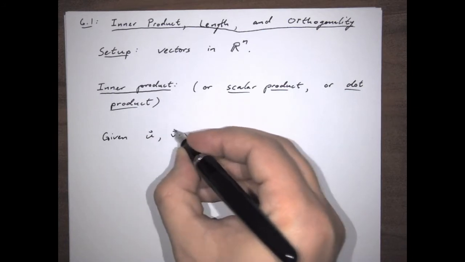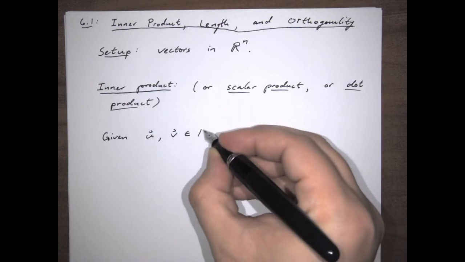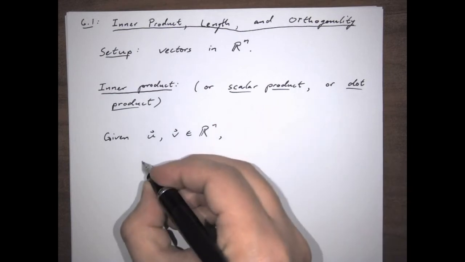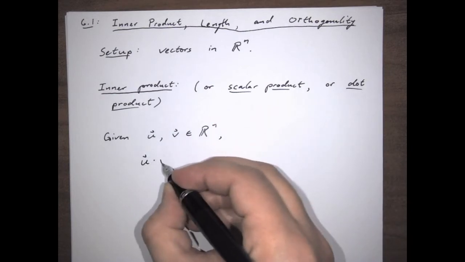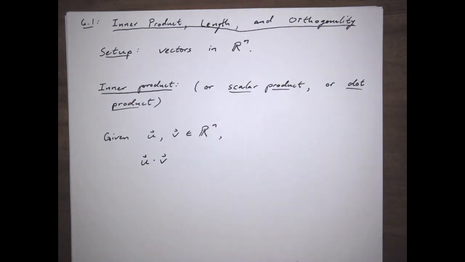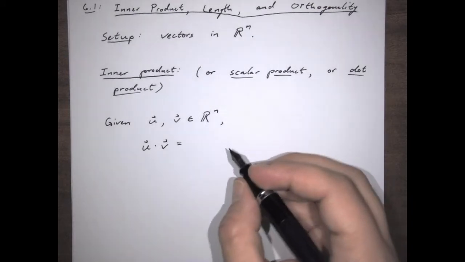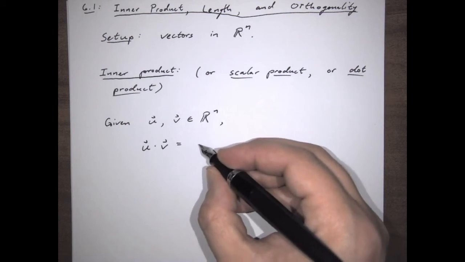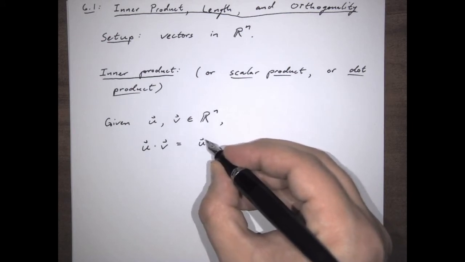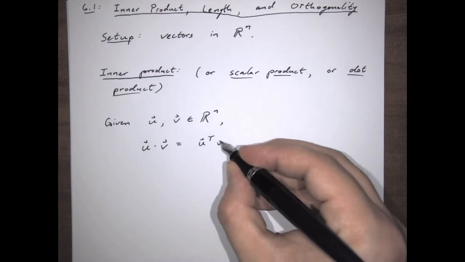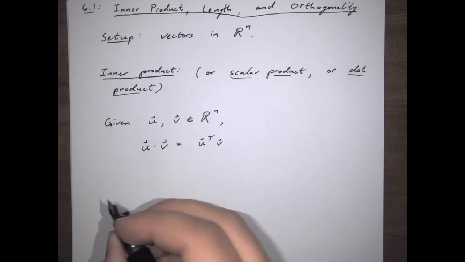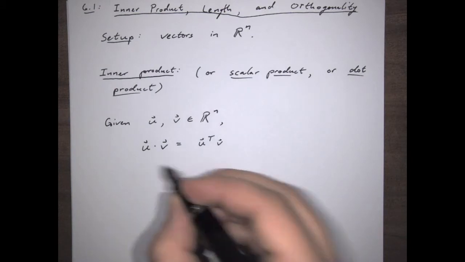So the inner product. So given u and v both in Rn, u dot v, that'd be the usual way you'd pronounce that, u dot v is equal to, now here's one way of putting it. You could say, think of this column vector as really being a little matrix of one column, and it would be the transpose of that matrix times the matrix v, where this is just regular matrix multiplication.